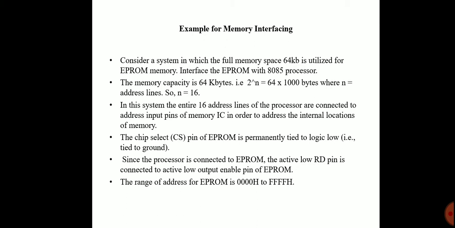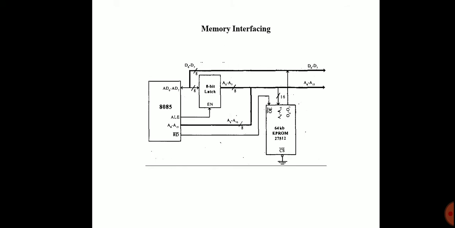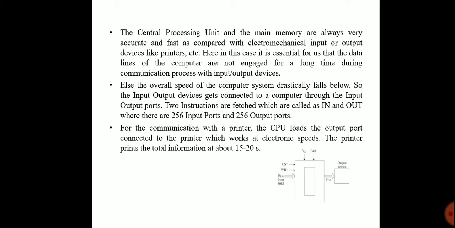Now we see the memory interface. The 8085 and the 64 kilobyte EPROM, and the 8-bit latches are included. So the conditions are satisfied in the EPROM and the latches. The data lines and address lines, AD0 to AD7 and AD0 to AD15, are provided as output or input on the memory interface.